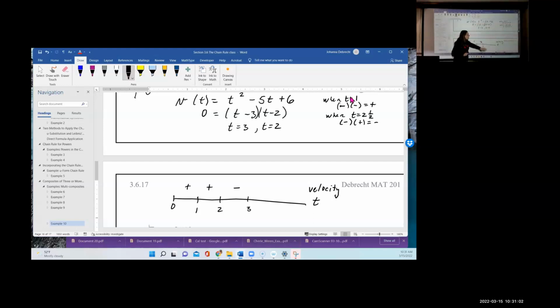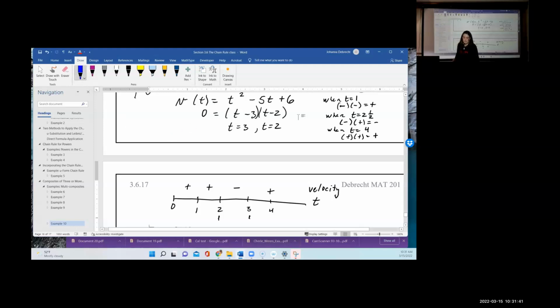What about here? Well, I'm going to try another test point, which would be when t equals, let's say 4, because that would be a value up here. These are my primary points right here, 2 and 3, where the velocity is 0. So now I'm going to try when t equals 4. I get a positive times a positive, which is still positive. So it's positive again. Now this is the velocity.